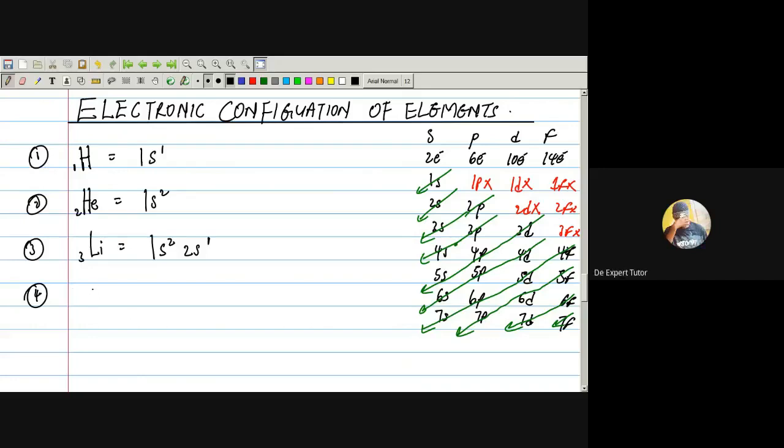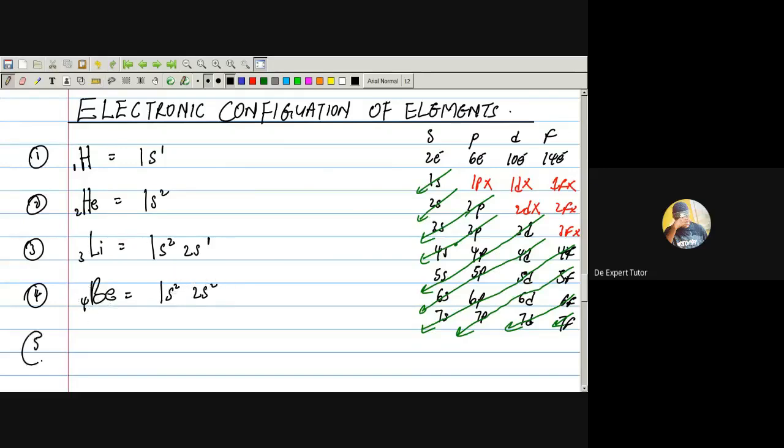Let us look at beryllium, which is number 4. I have 1s2, I've used 2. I have 2 more electrons, so I go to the next one, which is 2s: 2s2. 2 plus 2, that's 4, completed.